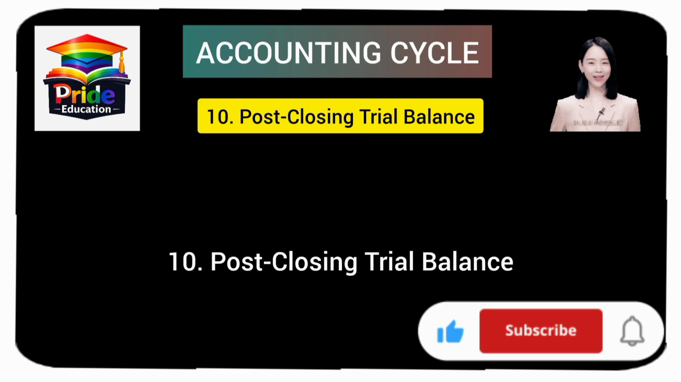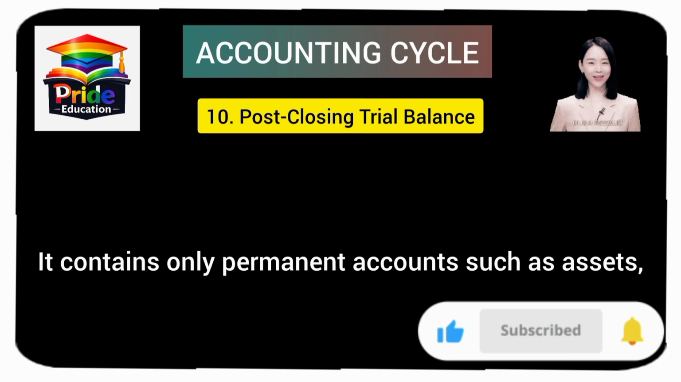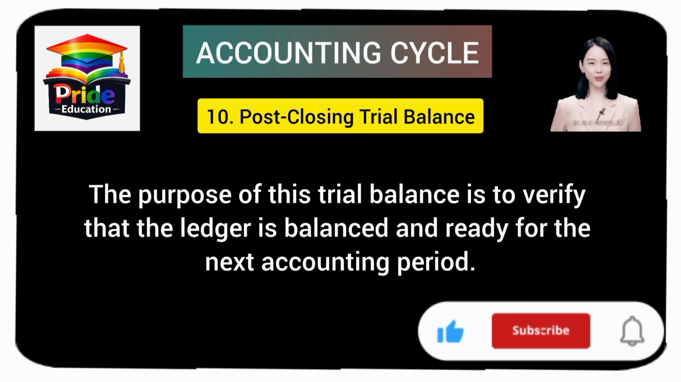10. Post-closing trial balance. Finally, a post-closing trial balance is prepared. It contains only permanent accounts, such as assets, liabilities, and capital. Temporary accounts are not included because they have already been closed. The purpose of this trial balance is to verify that the ledger is balanced and ready for the next accounting period.